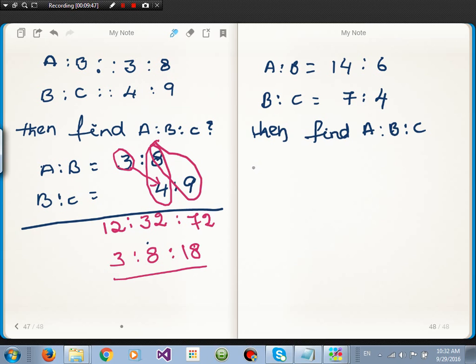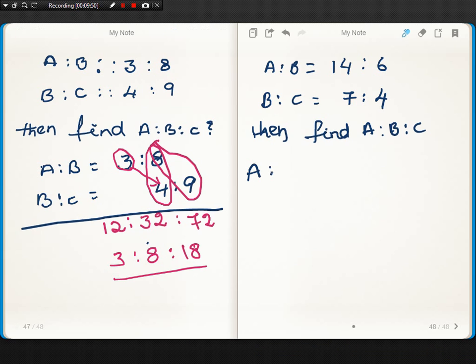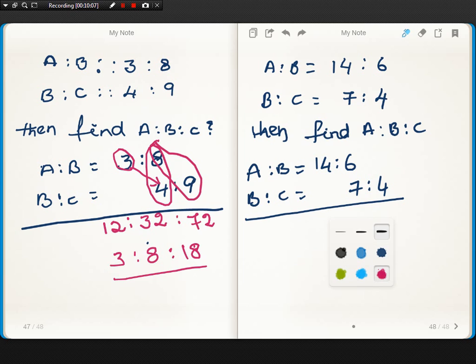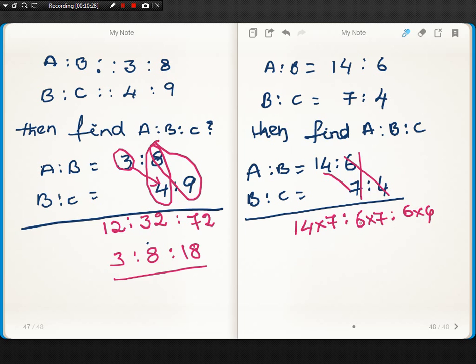See how we can write it as A is to B. A is to B is equal to 14 is to 6 and B is to C is equal to 7 is to 4. Now we want to find out A is to B is to C. For that, 14 and 7 must be multiplied, here 14 into 7. Then 6 and 7 must be multiplied, 6 into 7. And the next one is 6 and 4, 6 into 4.